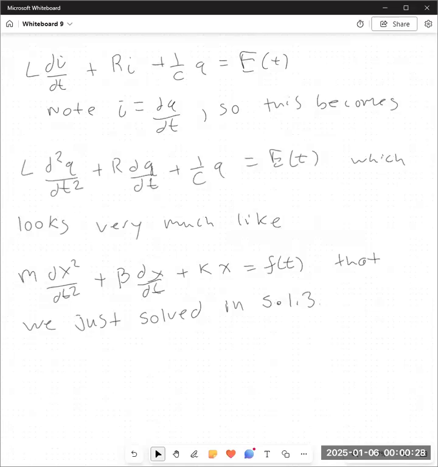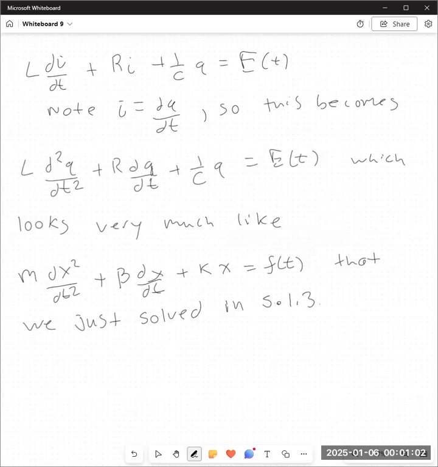In this video, we're going to talk about the series circuit analog, 5.1.4. So let's start with the equation so far, putting the two equations together for the LR and the RC circuit that we've had so far, that we can turn into L di/dt plus Ri plus 1 over C Q is equal to E of t, where E of t is our electromotive force.